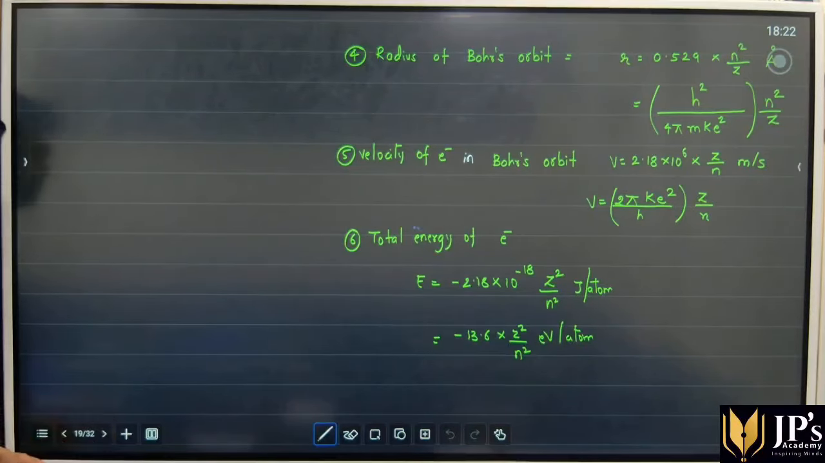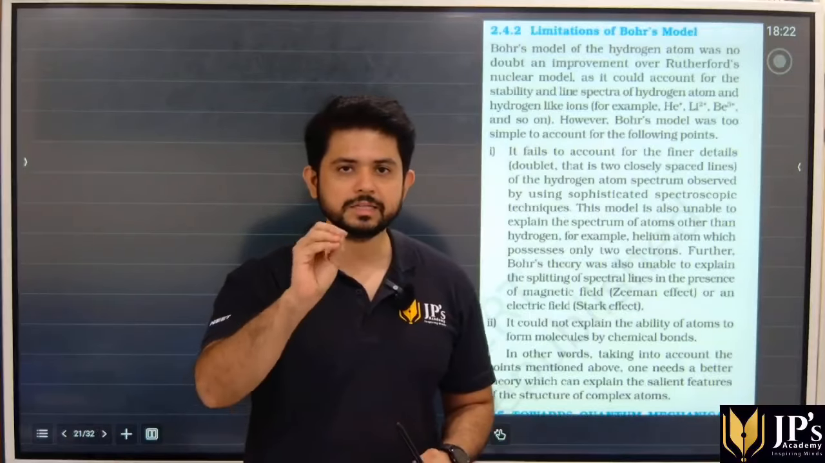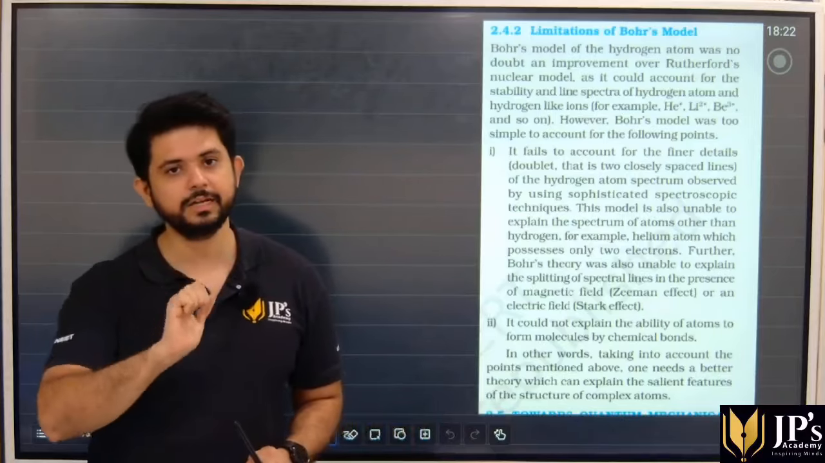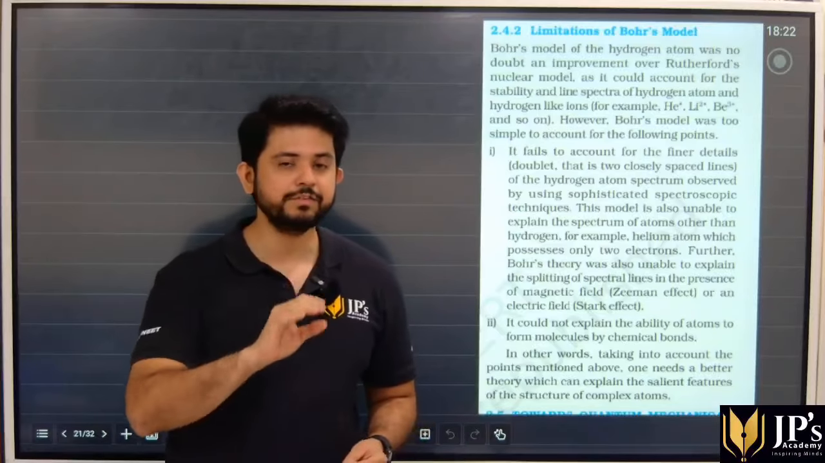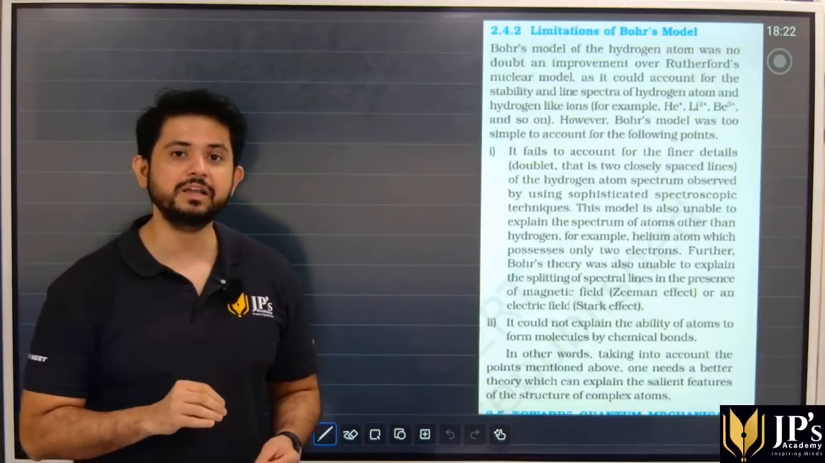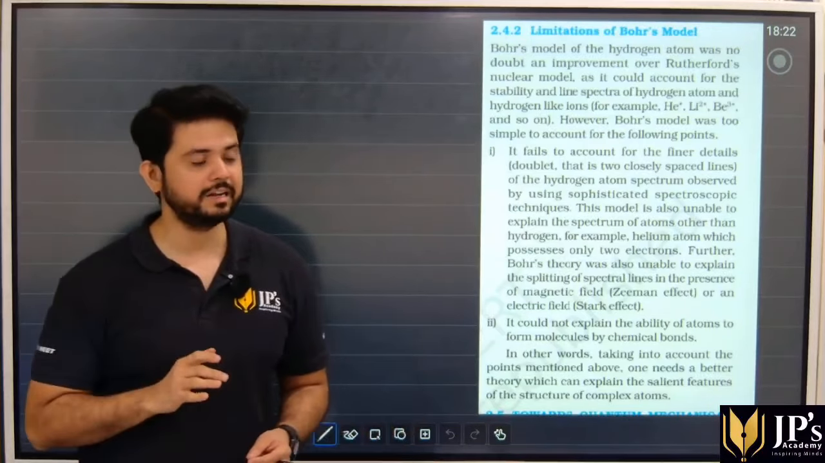Some more expressions students, the frequency of electrons in Bohr's orbit, and time period is just the inverse of frequency. However students, there are even some limitations to Bohr's model. Bohr's model considers only the particle nature of light. It did not consider the wave nature of light. Bohr couldn't explain certain phenomena called the Zeeman and Stark effect, which is the splitting of orbitals in magnetic and electric field. Second students, Bohr could not explain the ability of atoms to form molecules.